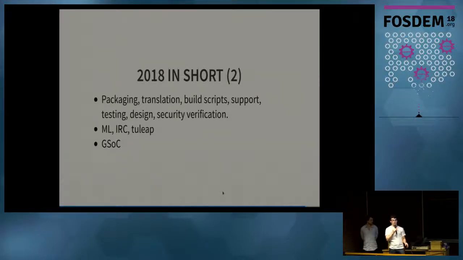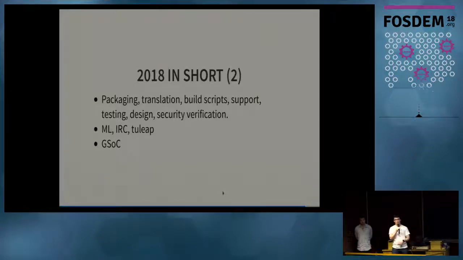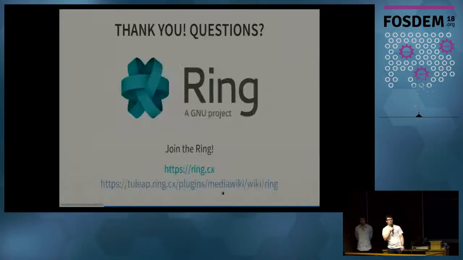And we need to improve the community aspect of Ring. We have a community which does the packaging, the translation, building scripts, support on the mailing list or on the Tulip, testing, and opening bugs and tickets. We also have one guy who makes mockups for the design of the GNU Linux client. And somebody asked us if he can do the security verification. So we have a pretty active mailing list, IRC channel on Freenode, and Tulip for ticket tracking and bug tracking. And we want to participate in the Google Summer of Code this year with previous ideas.